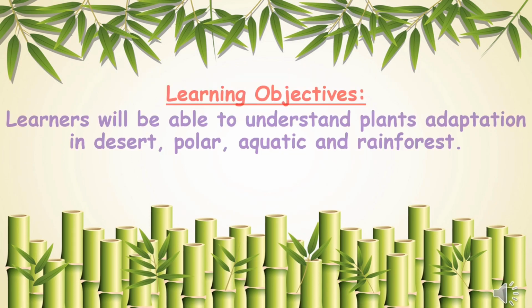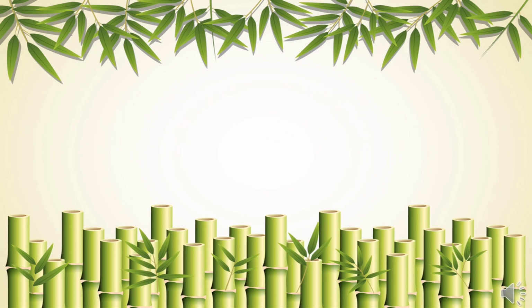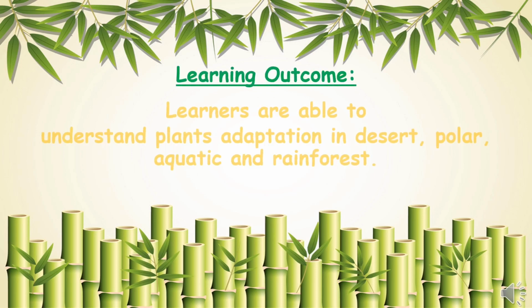Learning objectives. Learners will be able to understand plants' adaptation in desert, polar, aquatic and rainforest. Learning outcome. Learners are able to understand plants' adaptation in desert, polar, aquatic and rainforest.